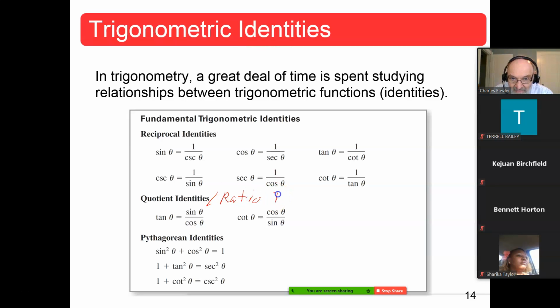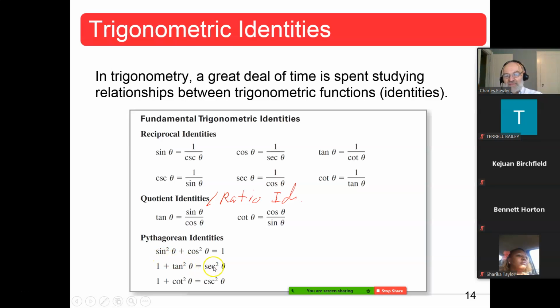The ratio identities. I'm going to abbreviate that. Quotient identities are ratio identities. Now, here are the ones. These are fairly easy to remember. We use them all the time. These we'll use all the time, but are a little bit more involved because they have squares in them and they have additions, not just divisions and multiplication.